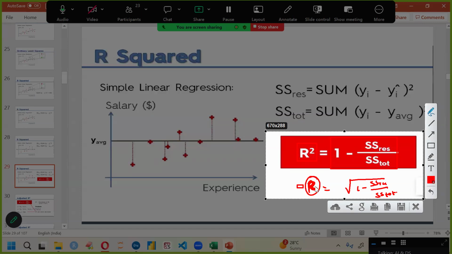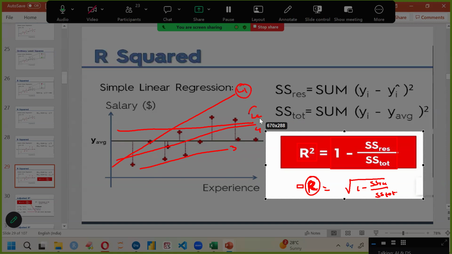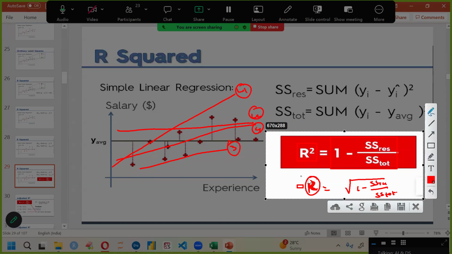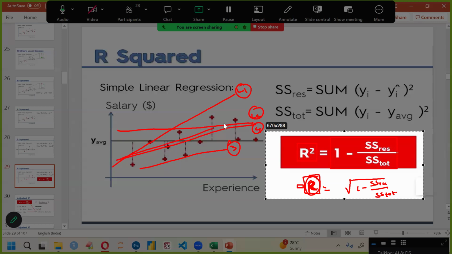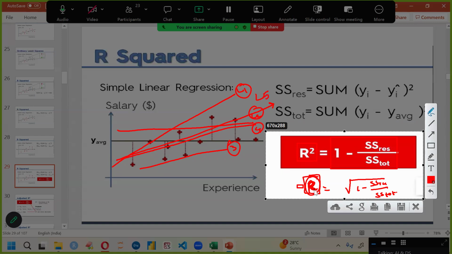For every line, for example, if you see here, I am drawing a line like this, L1. I am drawing a line like this, L2. A line like this, L3. A line like this, L4. For all these lines, we are calculating this R value. And finally, we take one line. Suppose this is L5.